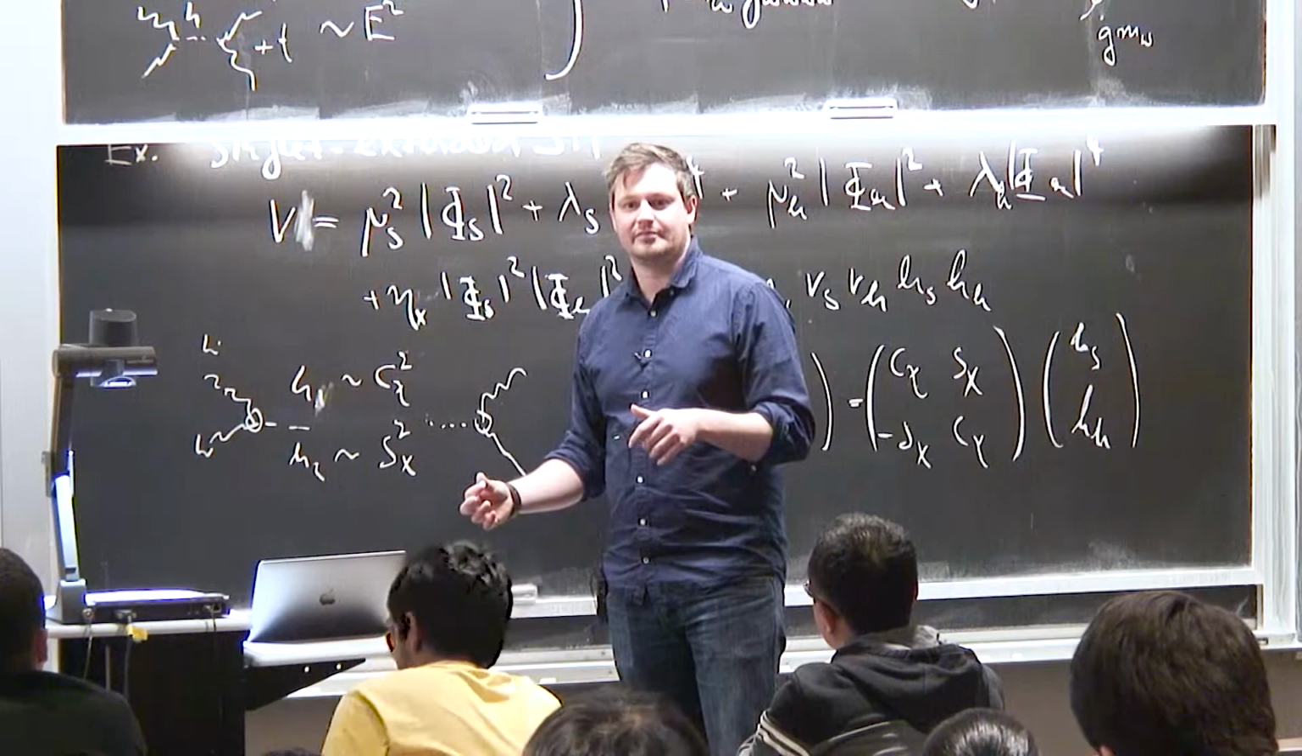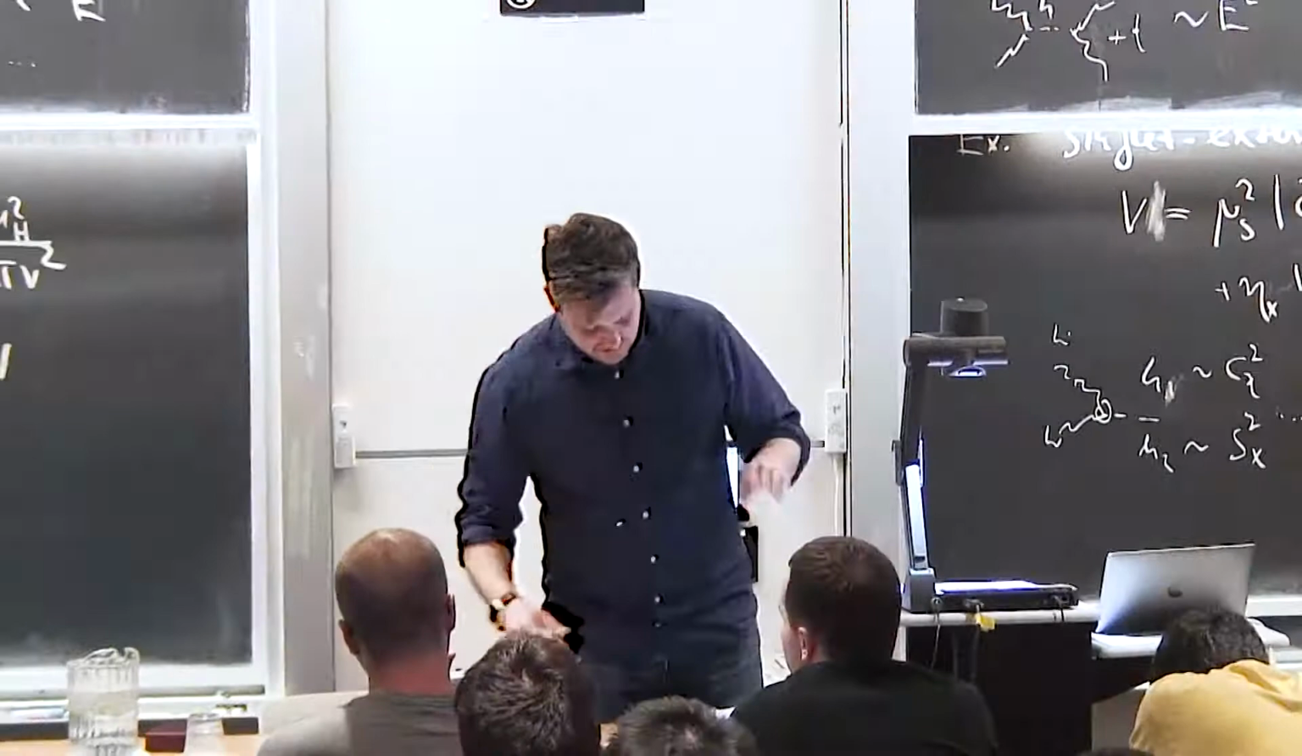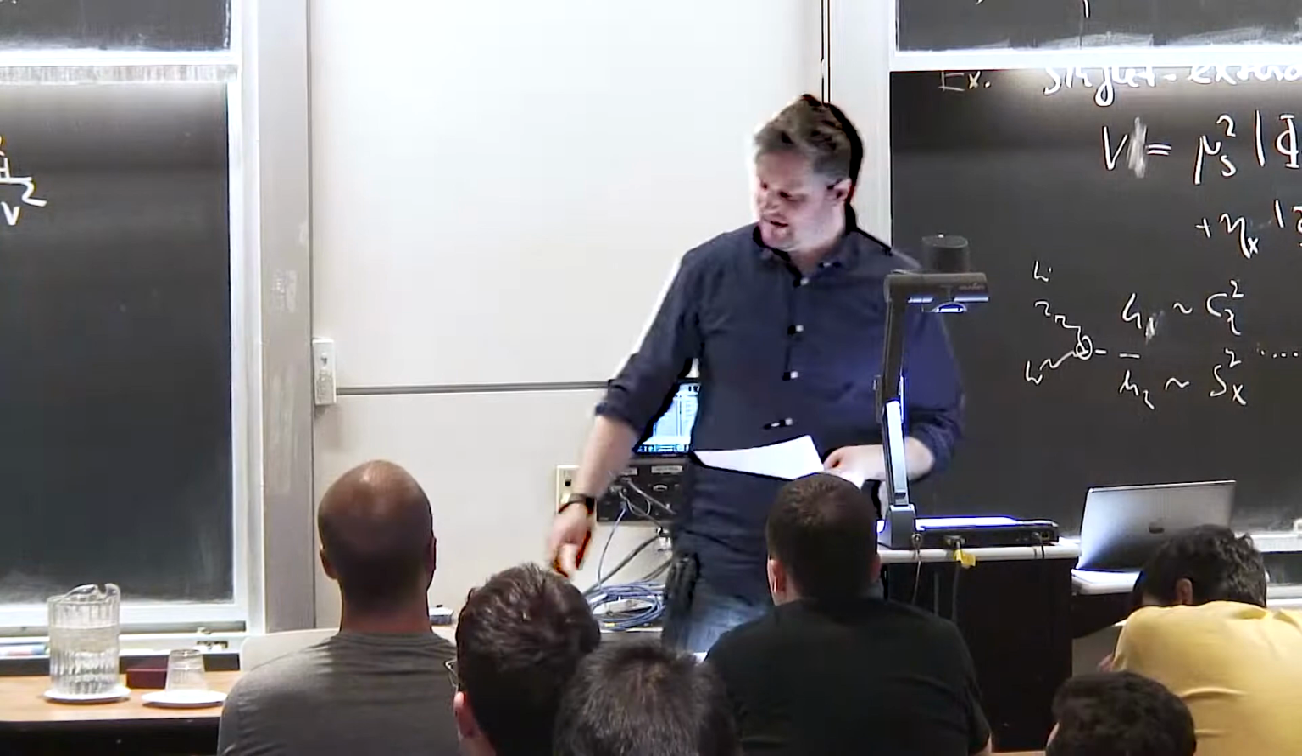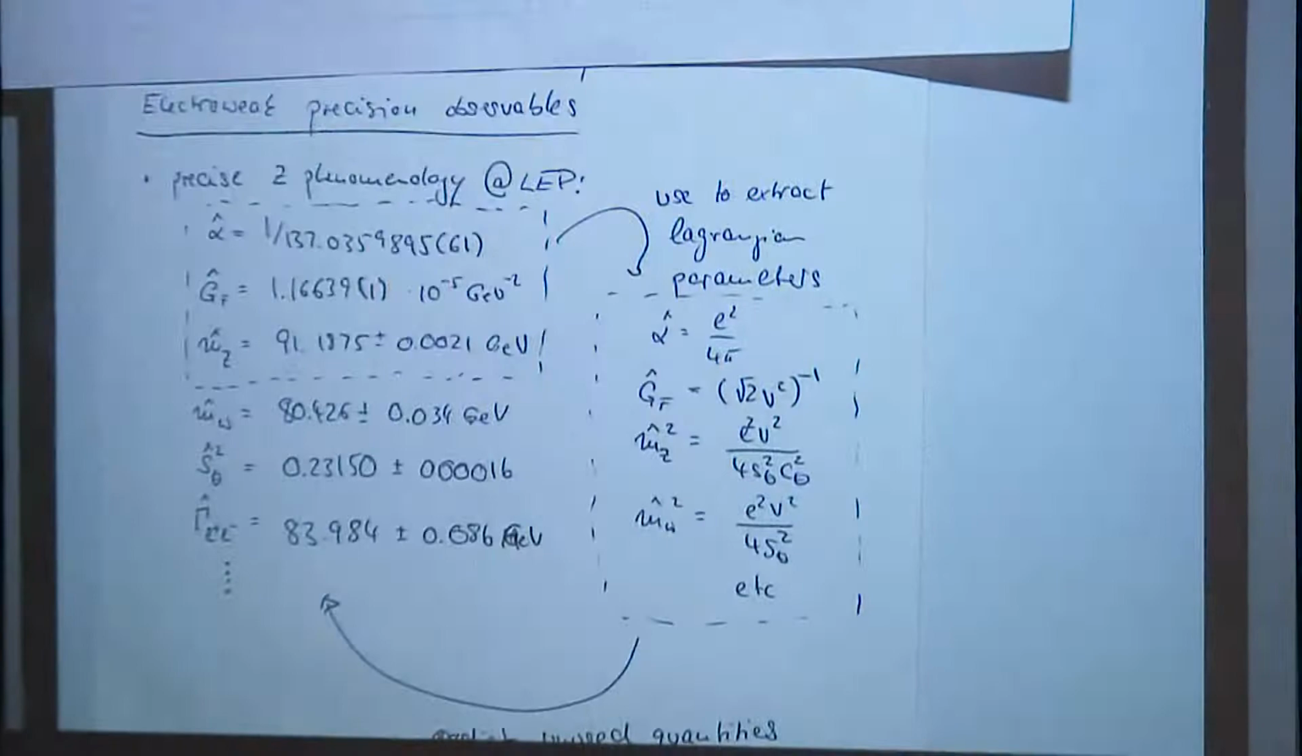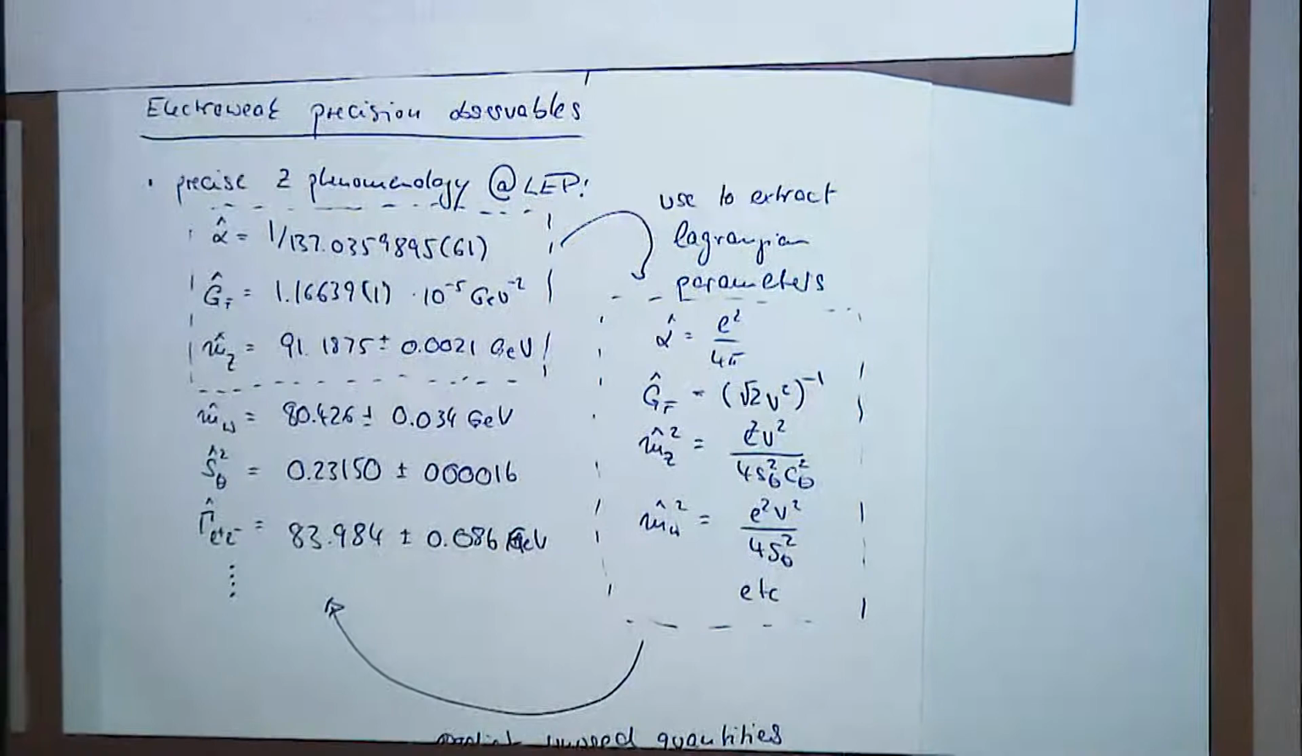No? All right. So I'll upload these handwritten notes to the Twiki, because I don't want to write down all these numbers now. But I want to talk a little bit about electroweak precision observables, because they are really like bread and butter physics for theoretical particle physicists. So what's the motivation behind all of this?